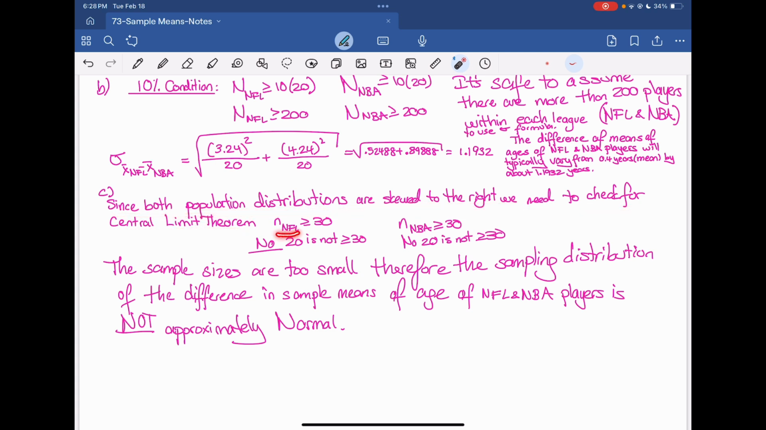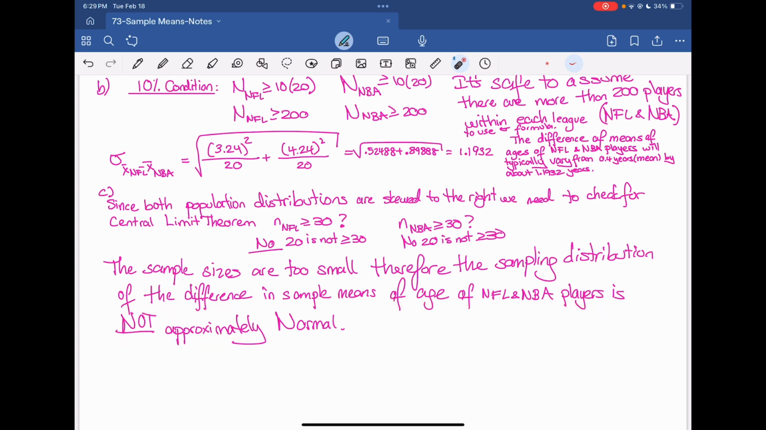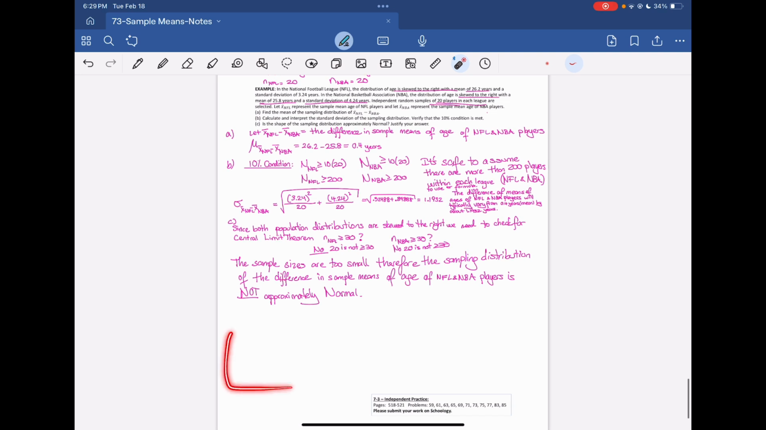Since both population distributions are skewed to the right, we need to check the central limit theorem. Is little n of NFL greater than or equal to 30? 20 is not greater than or equal to 30. No. And same with here. It'd probably be best to put a question mark because we're verifying that. And so, nope, 20 is not greater than or equal to 30. The sample sizes are too small. Therefore, the sampling distribution of the difference in the sample means of the age of NFL and NBA players is not approximately normal.